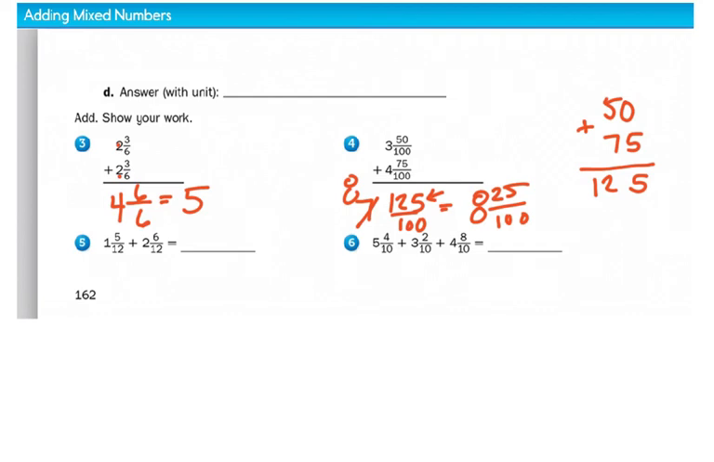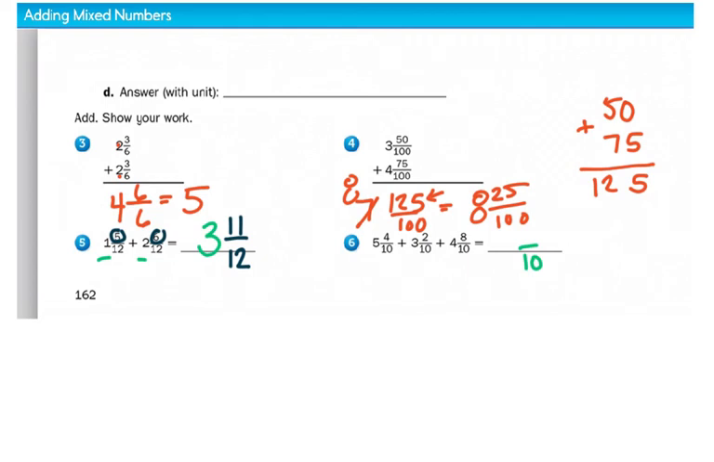Number 5. Doesn't matter if I'm going vertically or horizontally. I'm still going to add the same way. I keep twelfths the same. 5 plus 6 is 11, and then I go ahead and add the whole numbers. 1 plus 2 is 3. 3 and 11 twelfths. And lastly, tenths will remain the same.